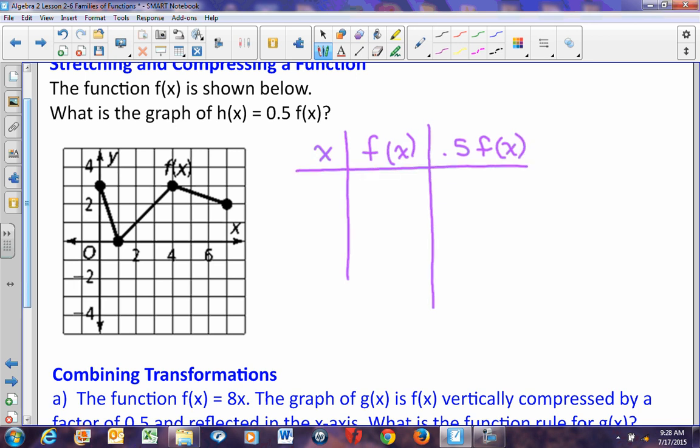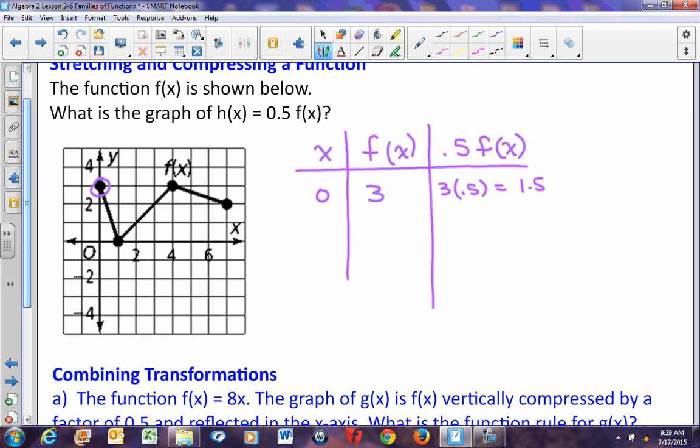Okay, so I'm just going to put down my x coordinates. At this point right here, my x coordinate is 0. My f of x coordinate is 3, because that's the x and y. Remember, this is the same thing as saying x and y. My 0.5 f of x means I'm going to multiply 3 times 0.5, which makes it 1.5.